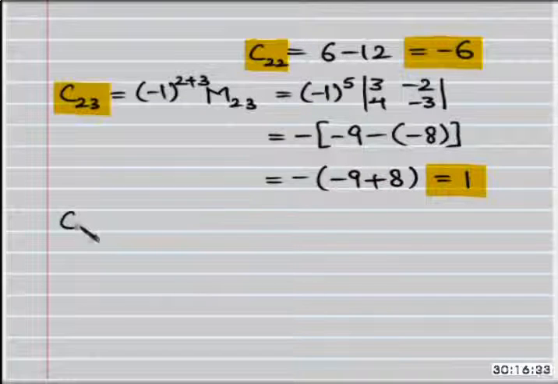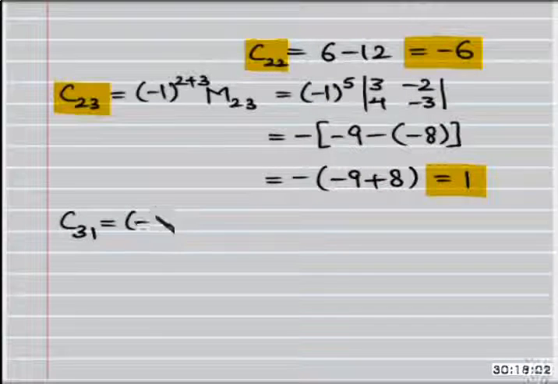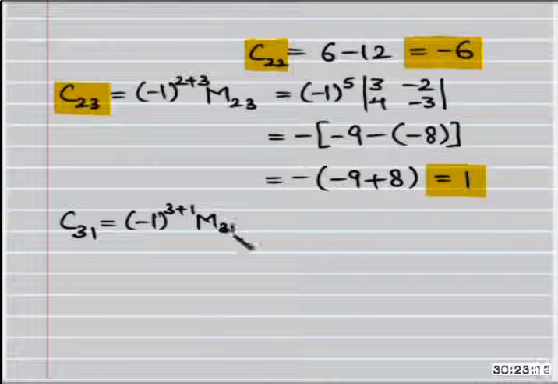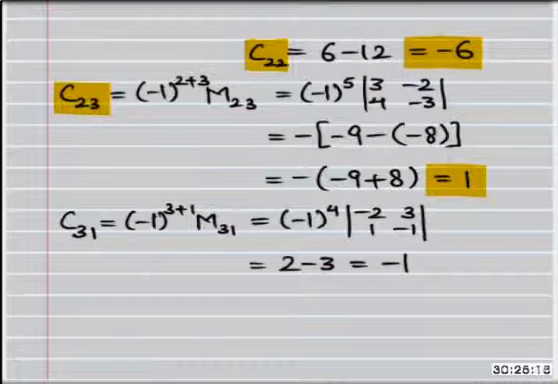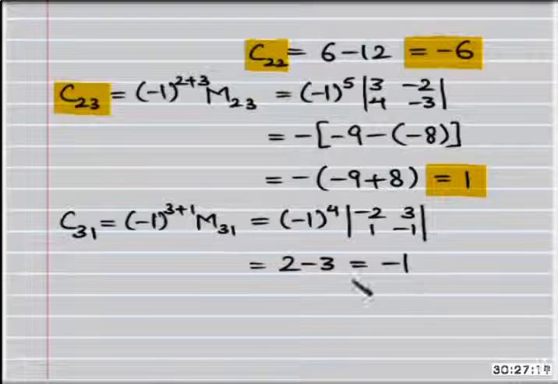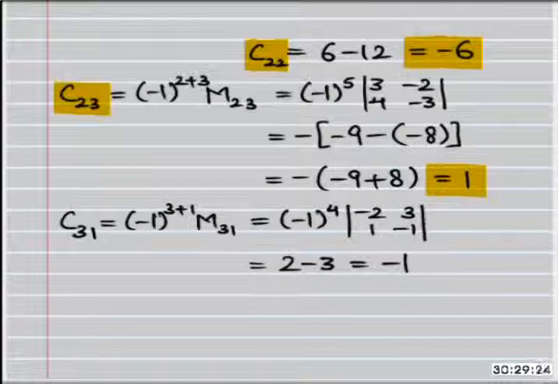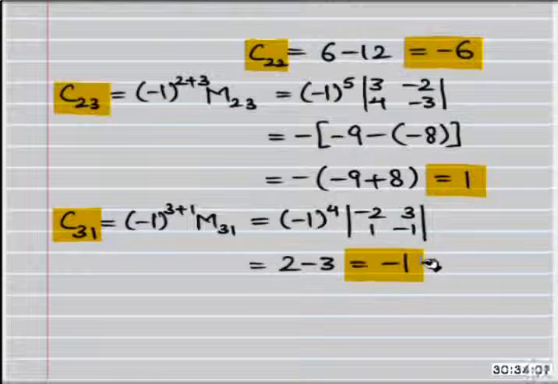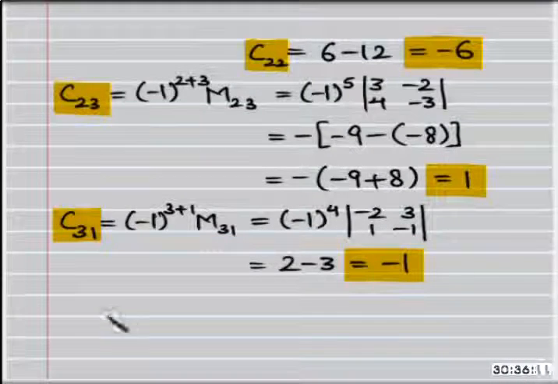C31, which is equal to -1 raised to the power 3 plus 1 into M31, which is equal to minus 1. So here C31 is equal to minus 1.